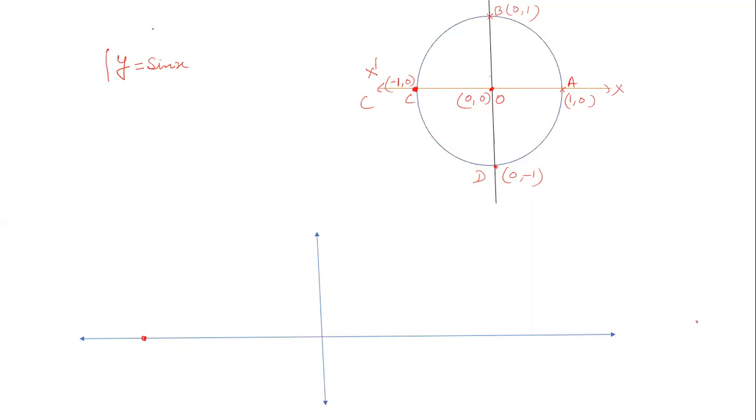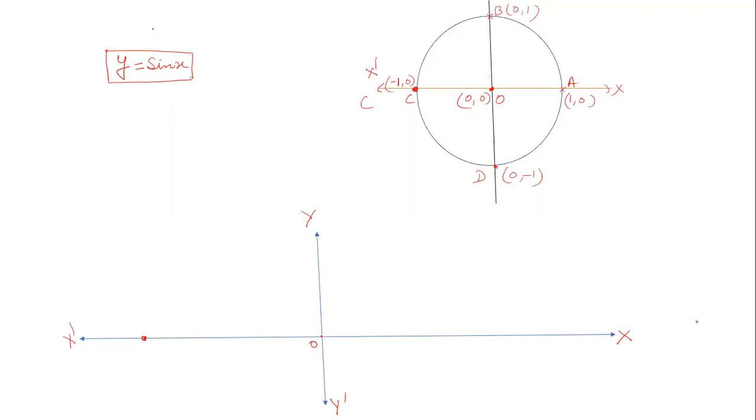We will draw the graph of this function. How to draw the graph of this function? Let's see, using the unit circle. We will draw two perpendicular lines, the x-axis and the y-axis. This is the origin. We will take on the x-axis distance in radians.